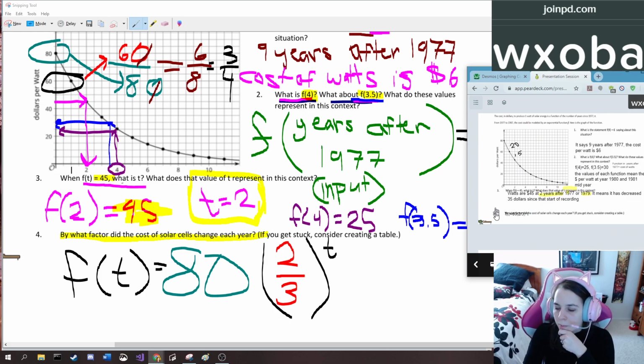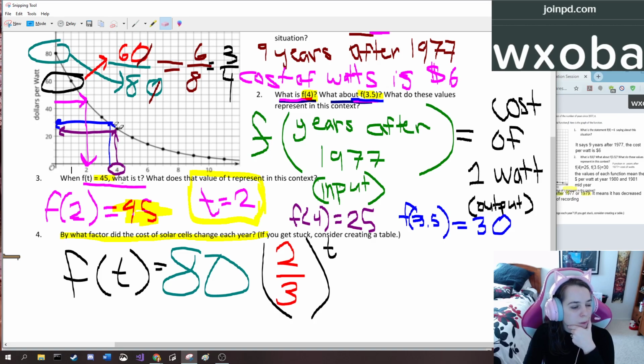But if I find the actual growth rate, it is going to be 3/4. This is the actual factor, the growth factor. So that's using the graph to find the growth factor.